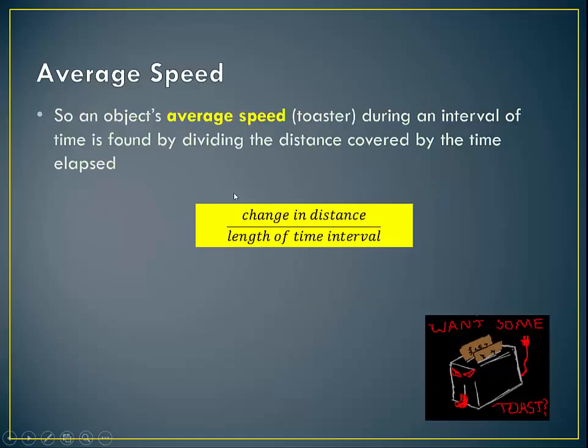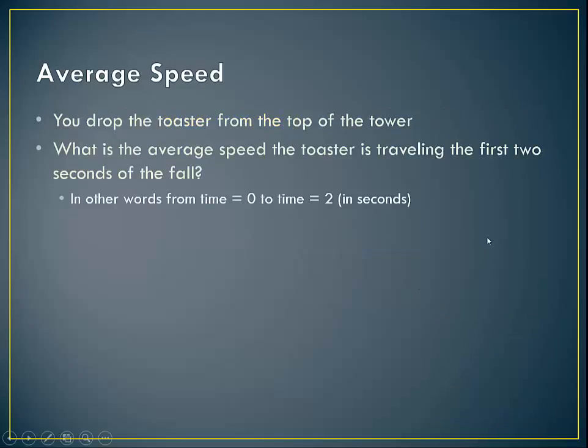So an object's average speed, in this case the toaster, during an interval of time is found by dividing the distance covered by the time elapsed. So the change in the distance over the change in the time. Once again, you drop the toaster from the top of the tower. I want to find the average speed the toaster is traveling the first 2 seconds of the fall. In other words, the first 2 seconds would be from right away, time equals 0, to time equals 2 seconds.